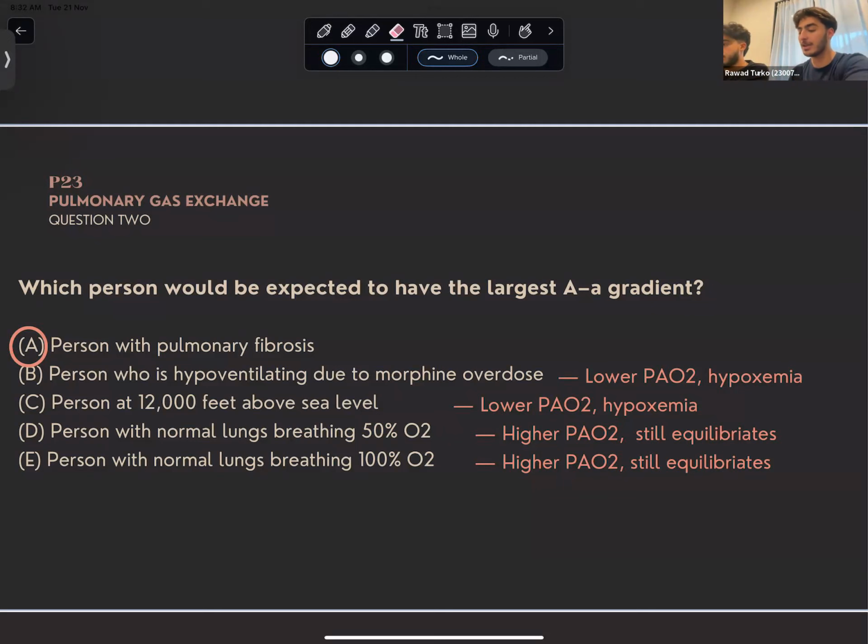Person with normal lungs breathing 50% O2. Okay, 50% is obviously a lot more than the 21% that you have in the atmosphere. So this will be higher alveolar PO2, and thus higher arterial PO2. They'll both be equal, and they're normal lungs. The fact that they specify normal lungs means that you'll have no problem in the diffusion process. And the same thing with E. So it can only be A.